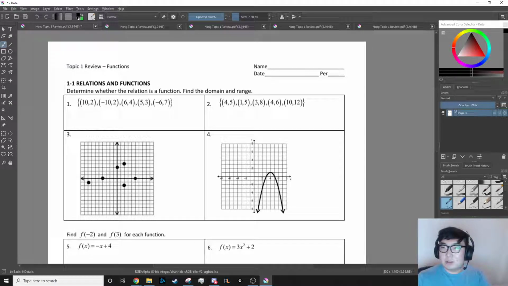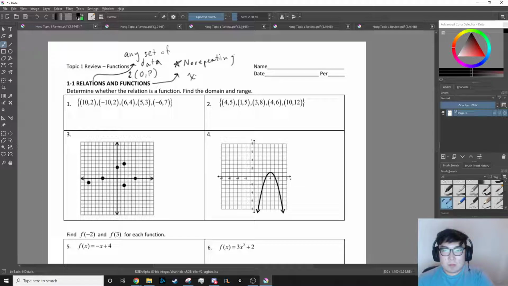Let's start with relations. Relations are talking about any set of data, and this is at least two ordered pairs, like so. A function cannot have repeating x's. Yes, no repeating x values.